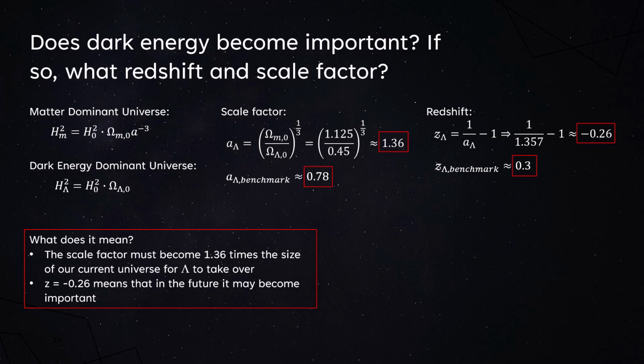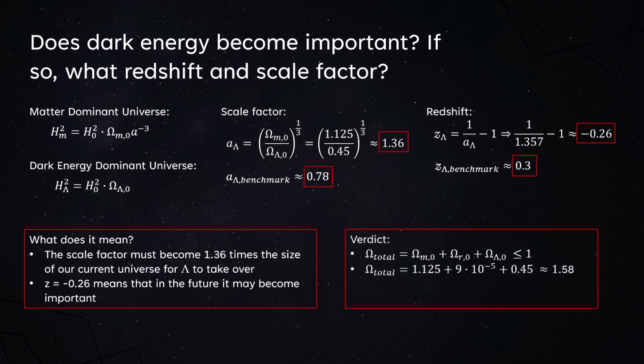This indicates that the universe would need to expand to approximately 1.33 times its current size, and the negative redshift supports this, as it implies this event will occur in the future. Does dark energy truly become important in our hypothetical universe? No. Matter and gravity dominate this closed universe, and dark energy never reaches a level where it significantly affects expansion. Because the universe is closed and matter dominates, it will eventually recollapse. This ensures that dark energy never has a chance to drive accelerated expansion.